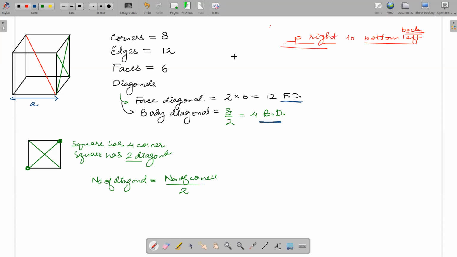Okay, Abir has raised hand. Some other? Yes, Ahmed. Correct. Calculate body diagonal, Ahmed, if you have calculated the face diagonal length.